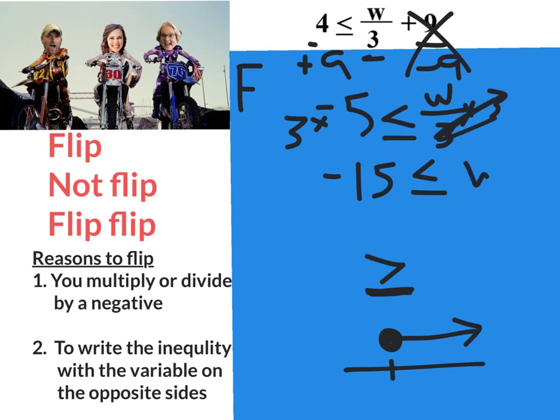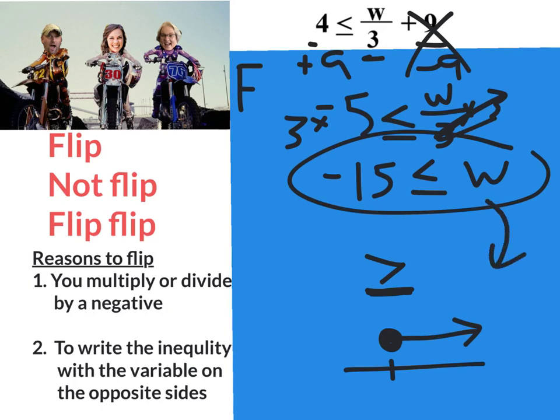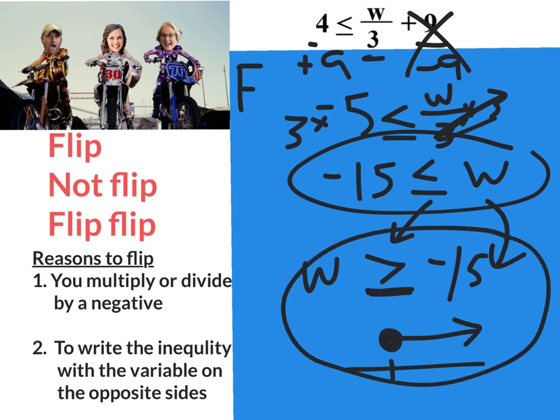These cancel out. Now I've got my answer, I just don't like the way it's written because it won't match my graph. Do you see how this looks like a less than or equal to? And I've graphed a greater than or equal to? So that confuses people, so I always have them flip it, and that's why we talk about the flip. The flip will be the W flips over here and -15, and that's why the symbol flipped as well. So we have W is greater than or equal to -15, and there's your graph.